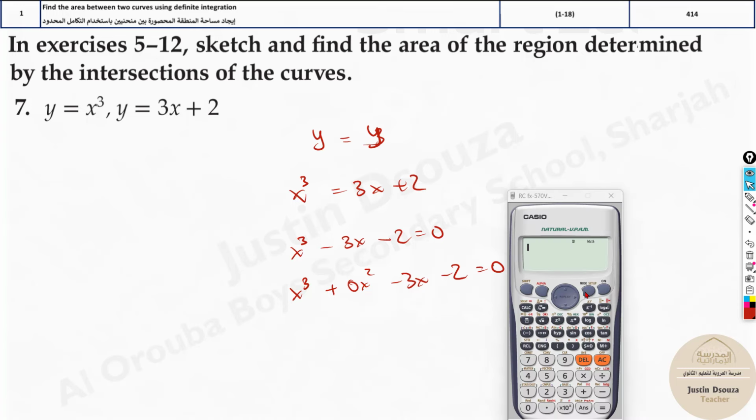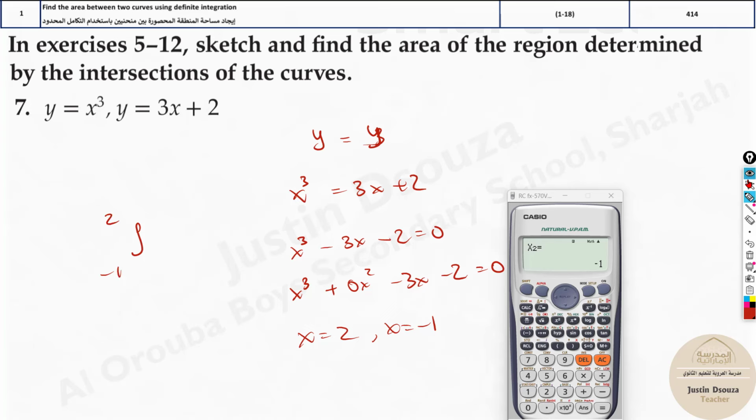Now let's use a calculator to solve this cubic function, that is mode, 5 and 4 for cubic. So it's 1, 0, -3, and lastly we have -2. The answers are 2 and -1. So the limits over here, x is equal to 2, x is equal to -1. So they are the limits, -1 and 2.